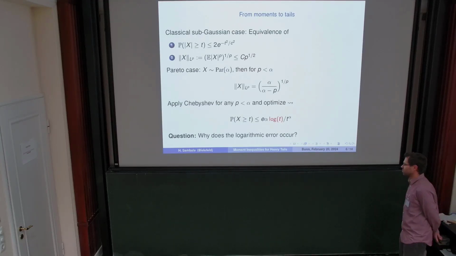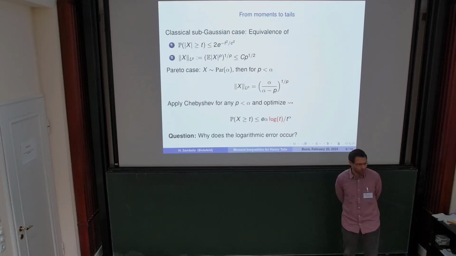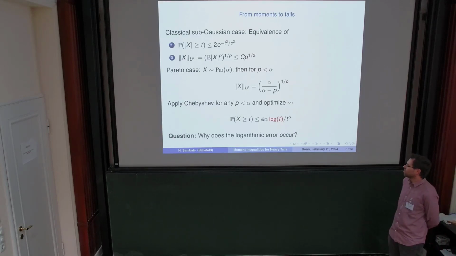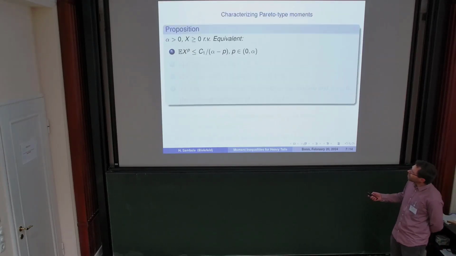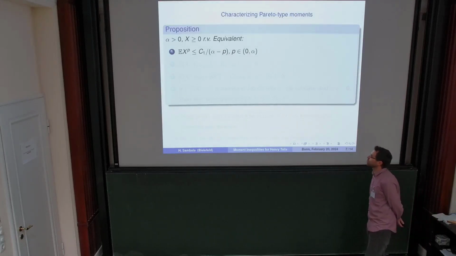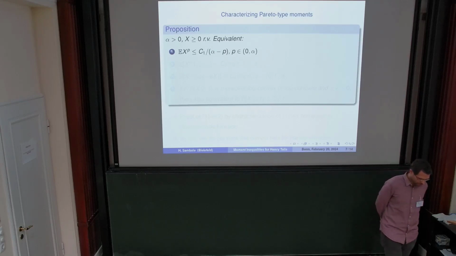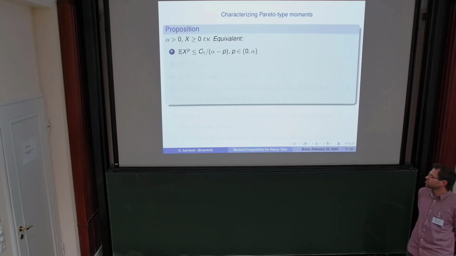Why does this logarithmic error occur? Is this an artifact of the procedure? Is it maybe not strong enough just to apply Chebyshev or whatever? Or does it have to be there? Okay. And for this, we characterized this Pareto-type moment growth. So similarly to all this characterization of sub-Gaussianity, you can say the following.